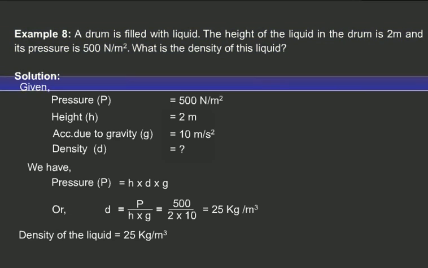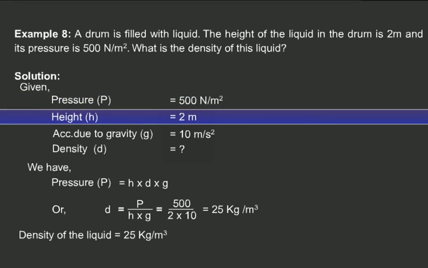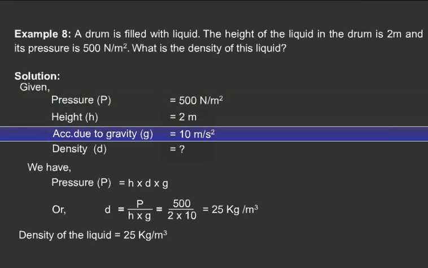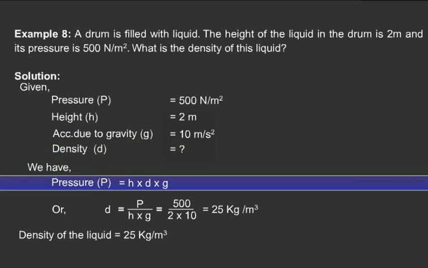Students, we have been given here the pressure P as equal to 500 Newton per meter square, the height h as equal to 2 meter, and acceleration due to gravity g as equal to 10 meter per second square. Now here we have to calculate the density, that is D. Again, we use the same relation, that is pressure is equal to h into D into g. Students, we have the values for P, h, and g. So substituting these values, we can calculate the density.